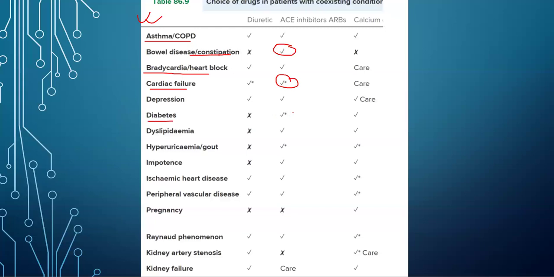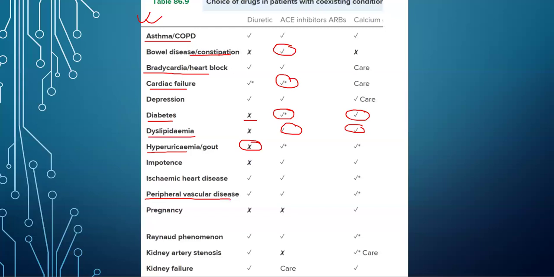For diabetes, again, ACE inhibitor is better, calcium channel blocker is better, thiazide diuretic is not better. Same with dyslipidemia, ACE inhibitor or calcium channel blocker is better. For hyperuricemia, we try to avoid thiazide diuretics. You can choose any other.